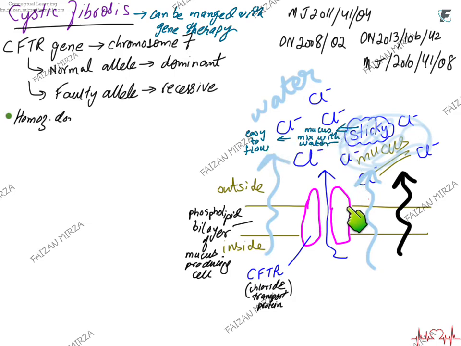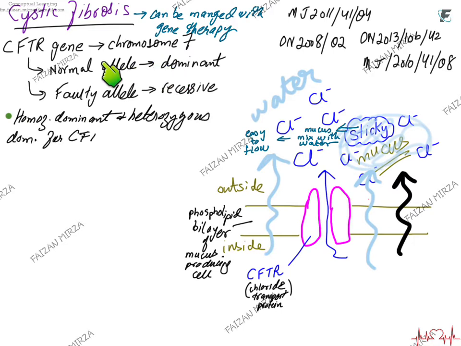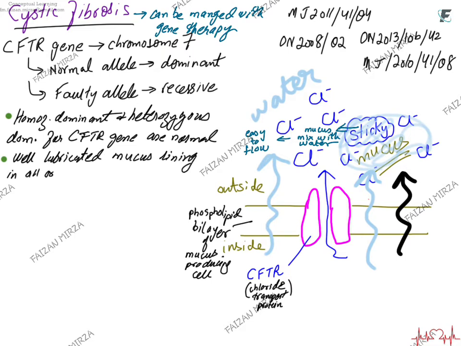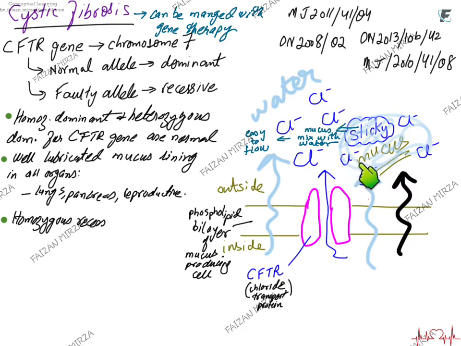So people with normal CFTR, who are homozygous dominant or even heterozygous for the normal dominant allele of the CFTR gene, have the normal CFTR protein. So their mucus is well lubricated, it is easy to move, and it lines all the mucus linings in the body organs, primarily the lungs, the pancreas, the digestive tract, the reproductive tract. All these ducts and tubules are lined by mucus membranes, and they have a lot of mucus present as well. But people who are homozygous recessive for this trait have a faulty allele.